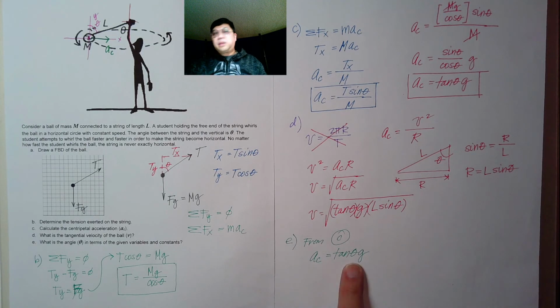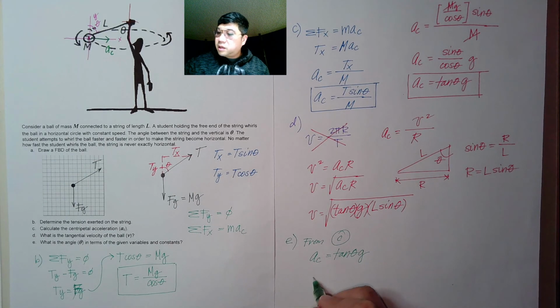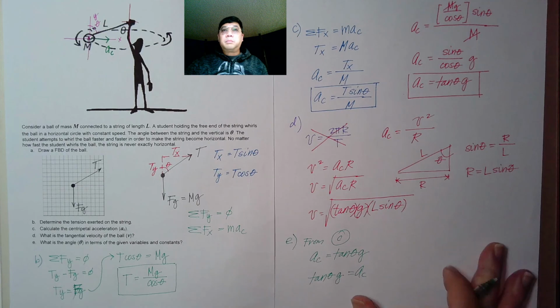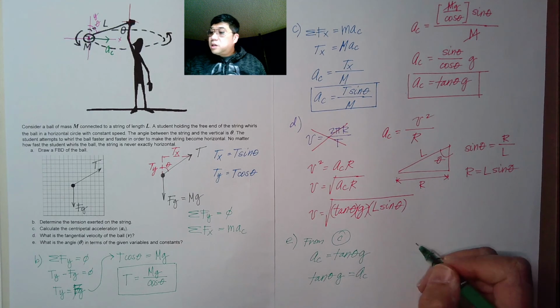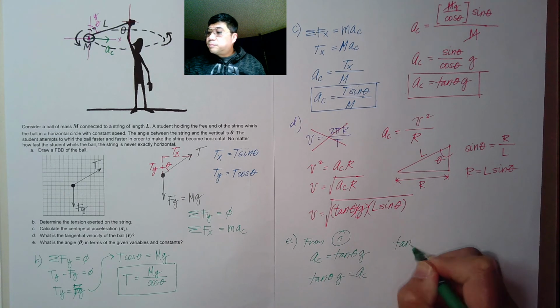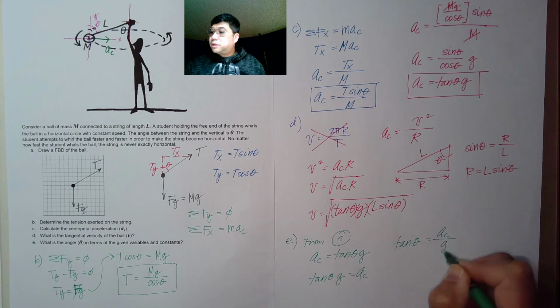So now we can divide both sides by g, or we can reorganize it. I can just say that that is tangent theta g equals a sub c. They're the same, okay? I'm just replacing their spots. So now I can divide both sides by g. Now I have tangent theta equals the centripetal acceleration over g.